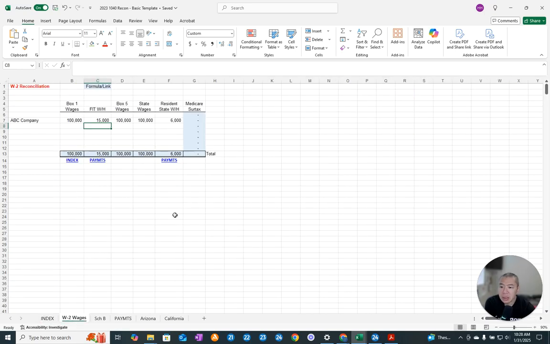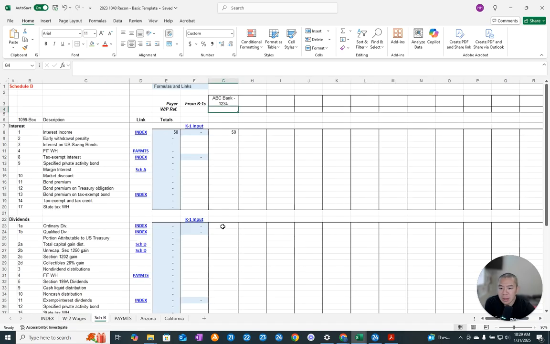So in this scenario, we are assuming that there's one W-2 for $100,000. There is $15,000 withheld for federal income taxes. There's $100,000 in Medicare wages, $100,000 in state wages, $6,000 withheld for state taxes. There is a 1099 interest from a bank of $50, and that's it.